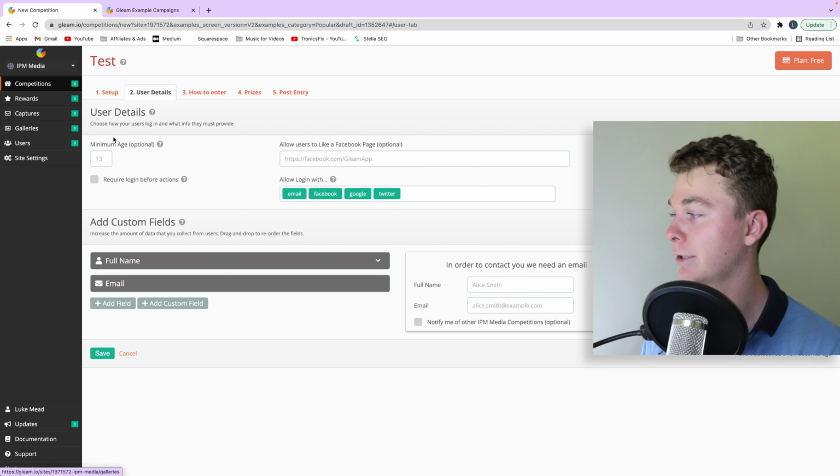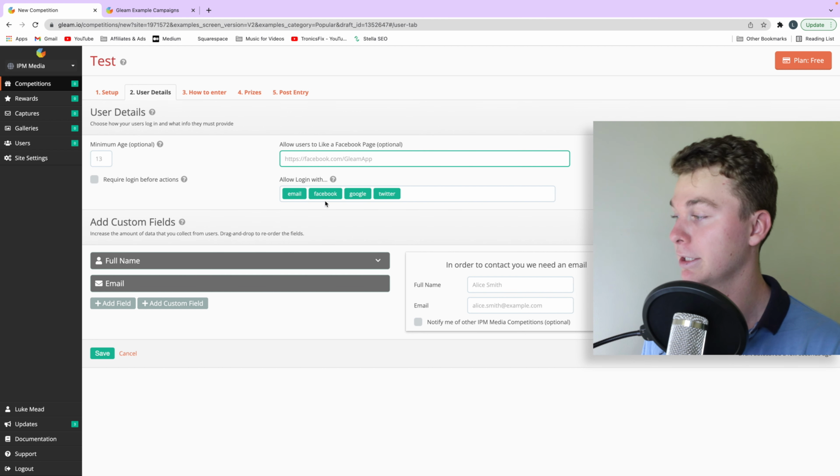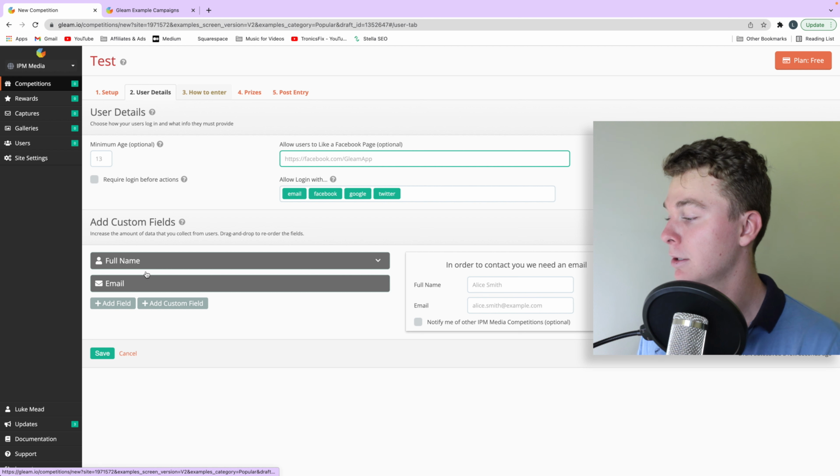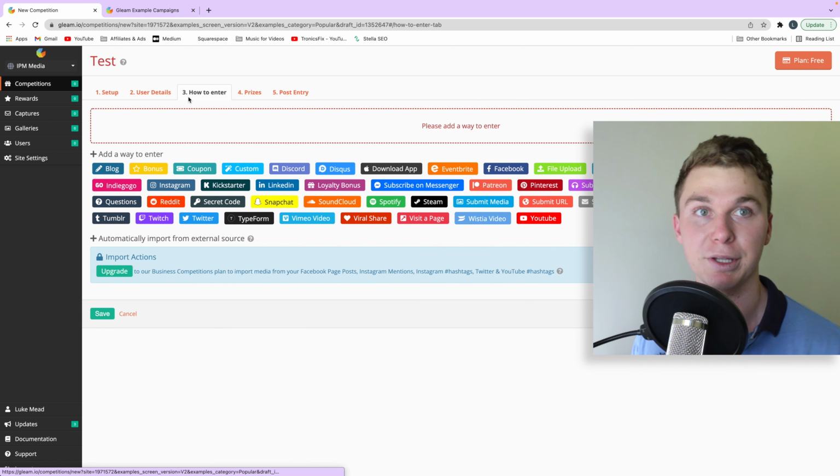And we want to have a look at our user details. If you want to enter minimum ages here, and other things like that, we can do that here. But the most important thing that we want to look at is the entry mechanism. This is the next step.